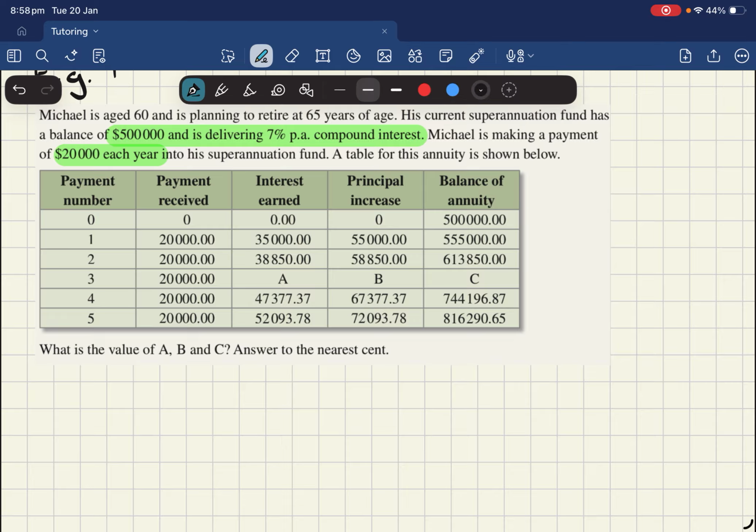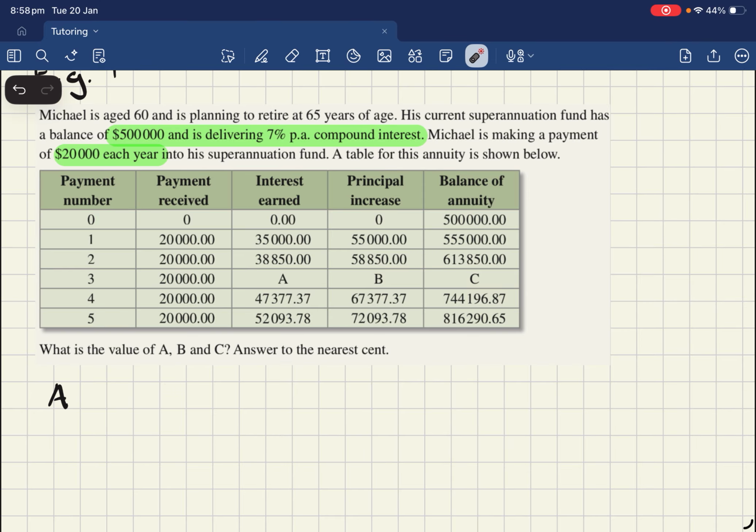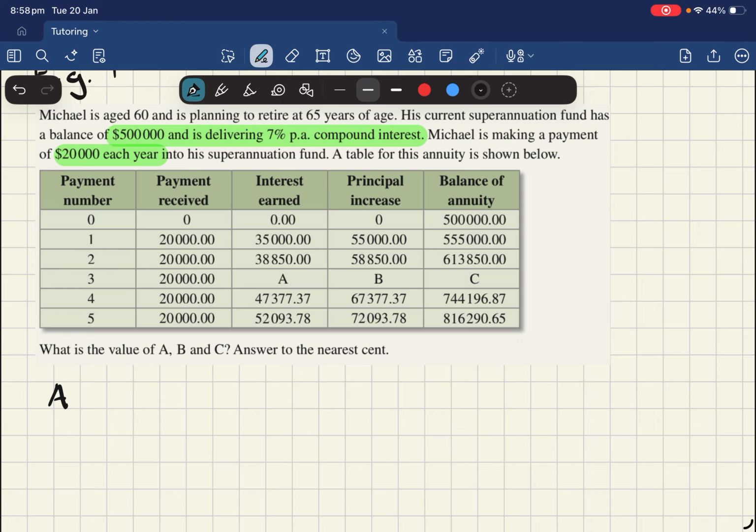So let's go through this. We're trying to find the values of A, B, and C. Now, to find A, that is our interest. So we have to consider this 7% compound interest on this amount from the previous year. To do this, to find A, we have our future value that we want to find based on the present value, this one, with the rate applied. So I'll just write down the future value formula just so it can kind of ring a bell.